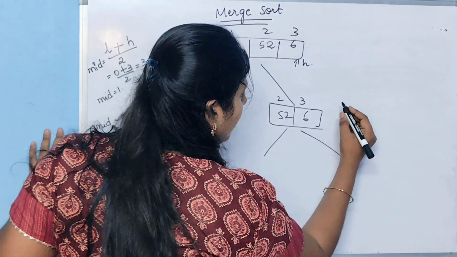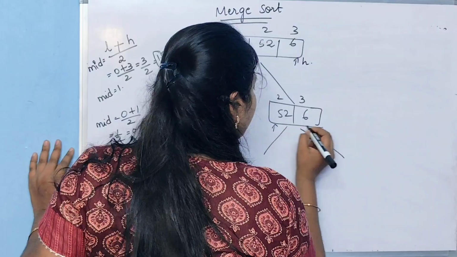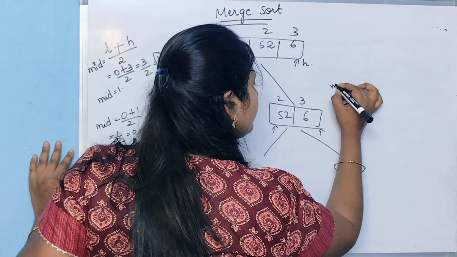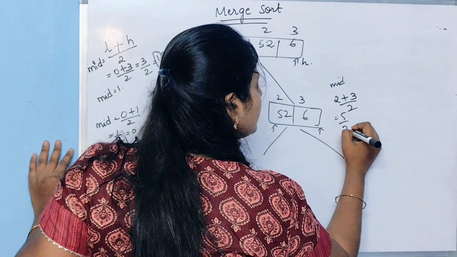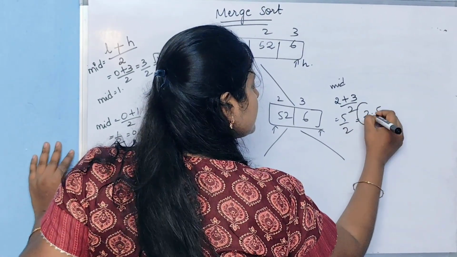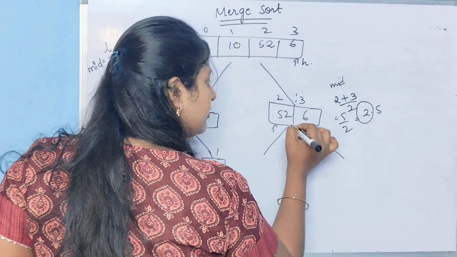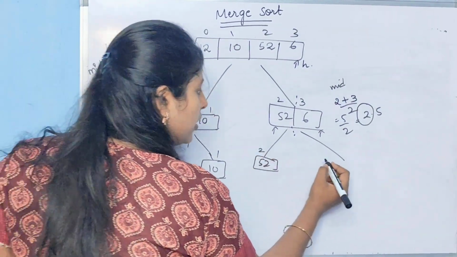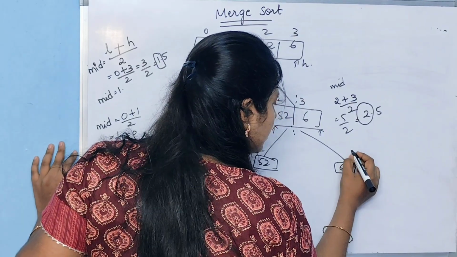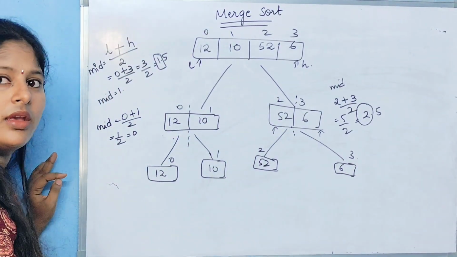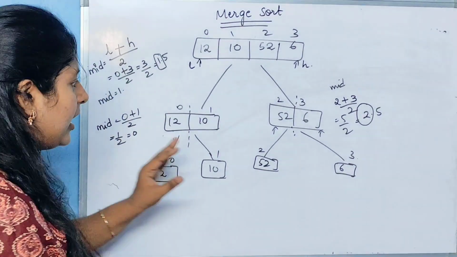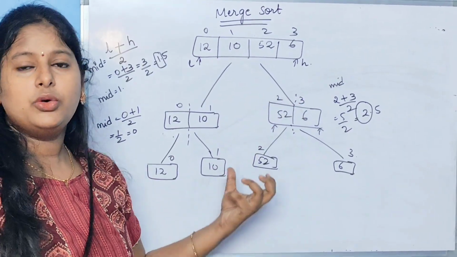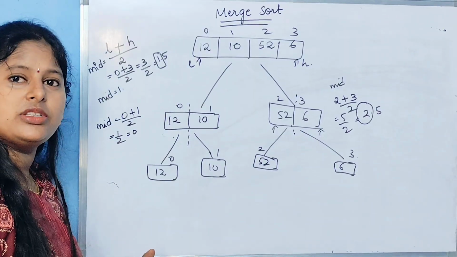So, now what is my low index? This is my lowest index and this is my highest index. So, 2 plus 3 by 2, so 5 by 2 is 2.5. I will consider the floor value, so this is my mid value. Okay. So, this is 52. What is the index of 52? 2. And this is 6. What is the index of 6? 3. Right? Now, we have split the array and taken out the individual elements.